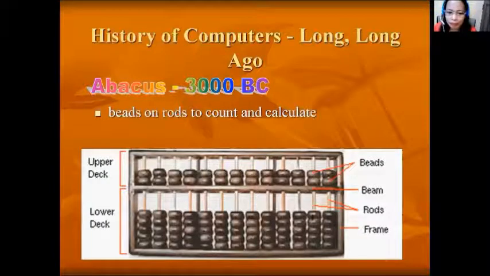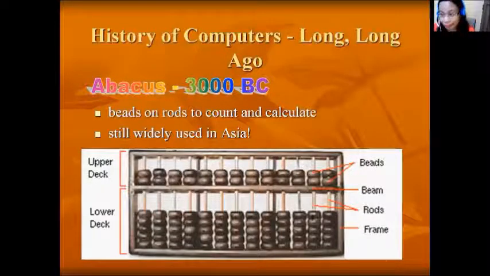So that's beads and rods to count and calculate. Although we have computers, the abacus is still used, okay? Especially in Japan, they are using the abacus.